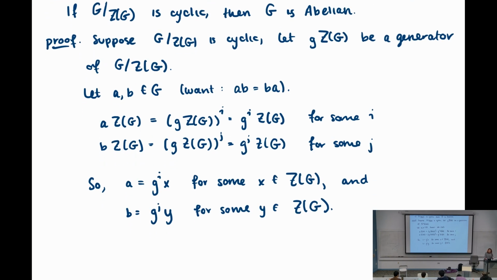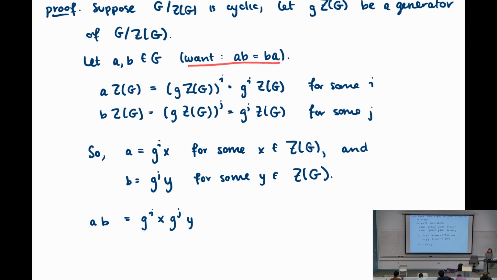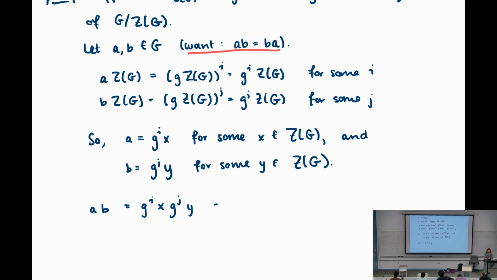Okay, so now we're ready to commute them, because what we wanted to do was show that ab is equal to ba. So if we have ab, this is equal to g^i x g^j y. Okay, and then x and y commute with everything. So we can rearrange everything as follows. So we can write this as g^j y g^i x. So this is because x and y are in the center of G. And then this is, of course, equal to b times a. So that proves that the group G was abelian.